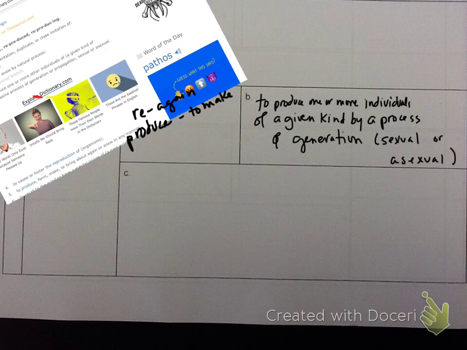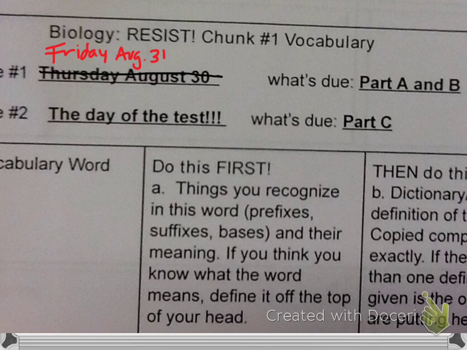I have moved the due date for parts A and B back to Friday. So parts A and B are due on Friday, August 31st. And I'll put that up on the ongoing assignment due date board in the front of the room. And I'll also post that to Classroom. You'll want to change that on your own paper. Okay, so I changed that on there, and like I said, you'll want to change that on your paper. Okay, get working. You've got the rest of those words to work on your own.